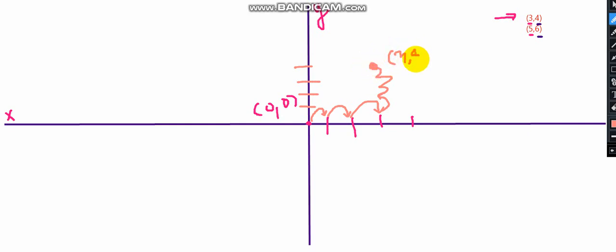Same thing for 5, 6. We go 5 units in the x direction, and then we go 6 units up. That point right there, it's a small point, but that point right there is 5, 6. So now you guys know what points and coordinate systems are.